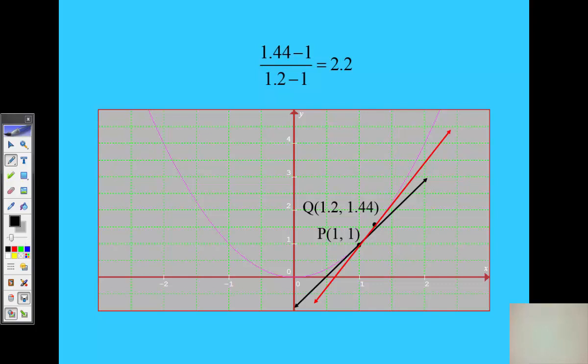Now the slope of this secant line is even closer to the slope of that tangent line than when x was 1.5. When x was 1.5, we had a slope of 2.5. Now that x is at 1.2, when we did our slope calculation, we can see we get a slope of 2.2.